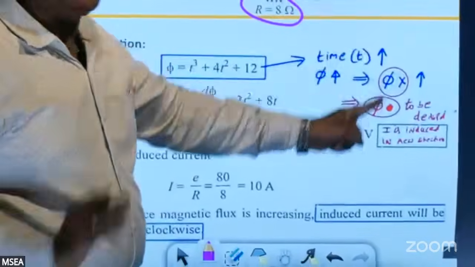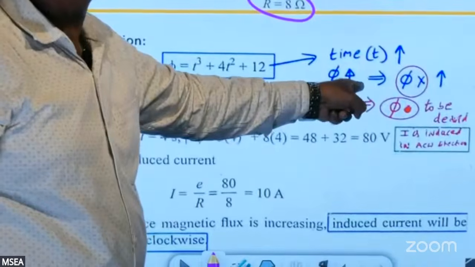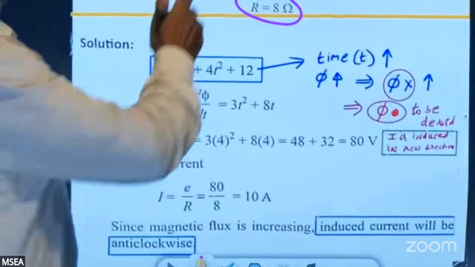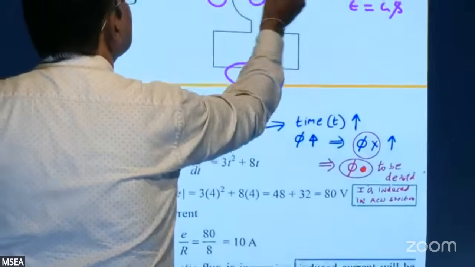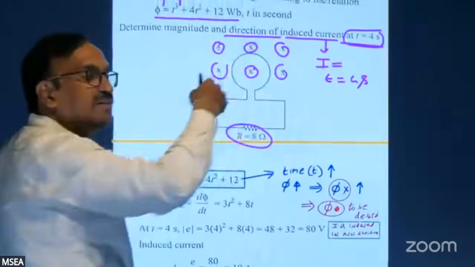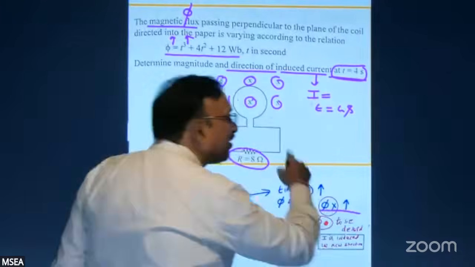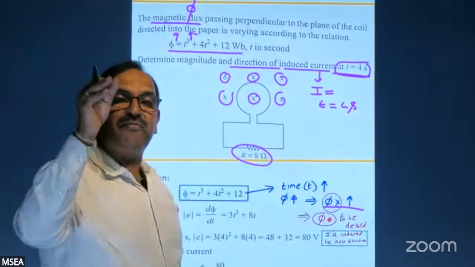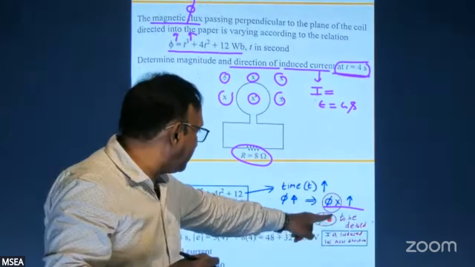Time keeps on increasing. The upward arrow mark says increase. As time increases, flux increases. Now you ask, what type of flux is increasing? This is a symbolic representation of inward flux. So as time increases, this inward flux is increasing. I will come back to the other points after half a minute.